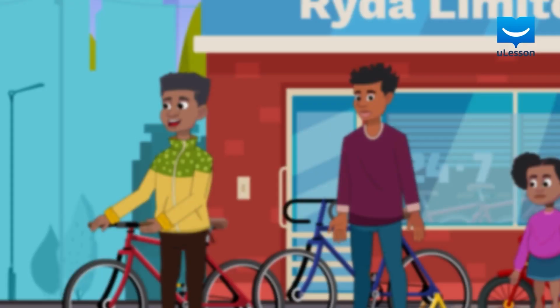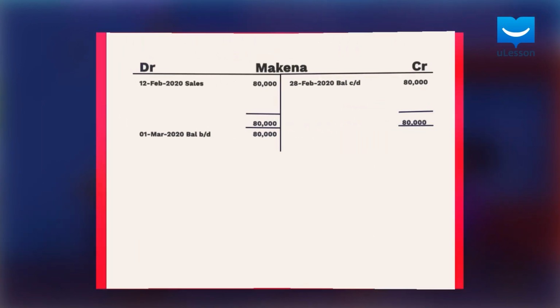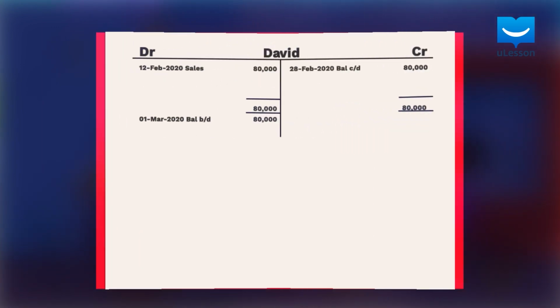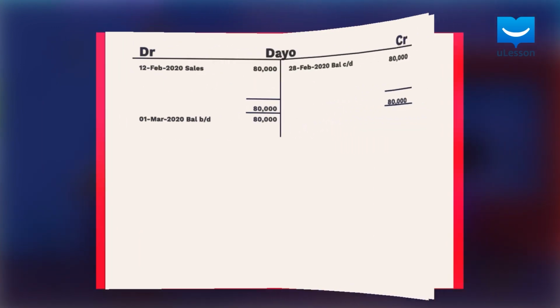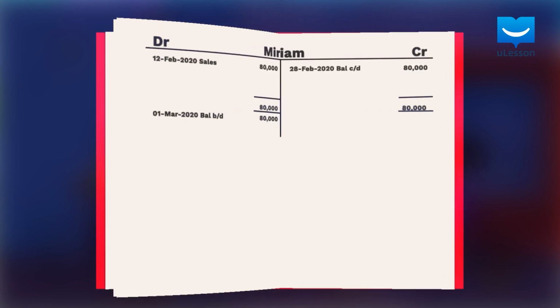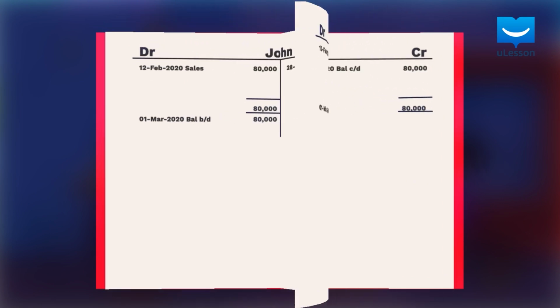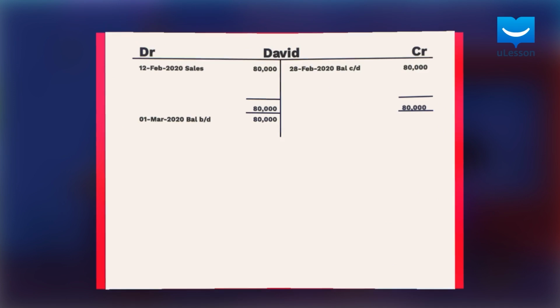To get the total value for debtors at the end of a particular period, the accountant will have to individually add the closing balances in each account. This is a time-consuming process, especially if an organization has many credit customers. The same could be said for the suppliers or creditors.